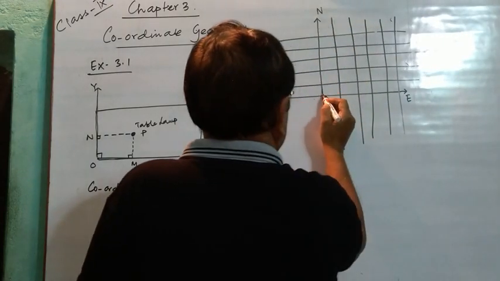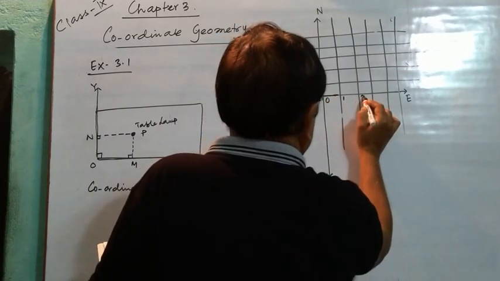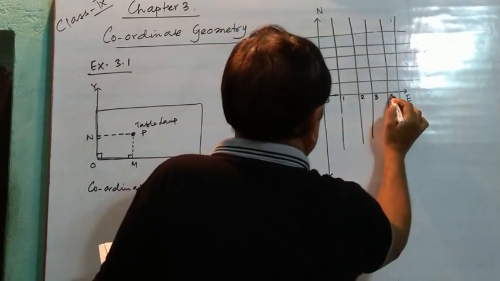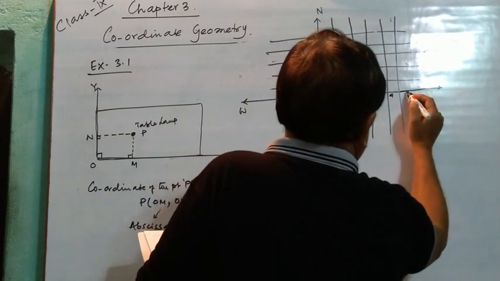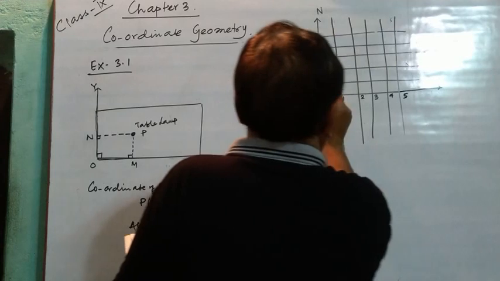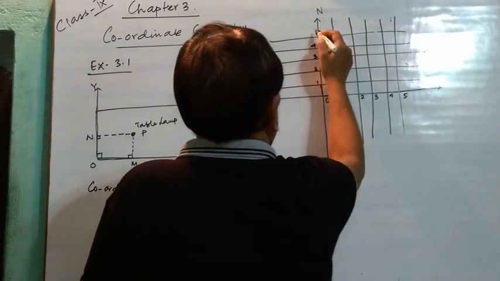This is 1 centimeter. So this is 1, this is 2, this is 3, this is 4, and this is 5. Similarly, this is 1, this is 2, this is 3, this is 4, this is 5.